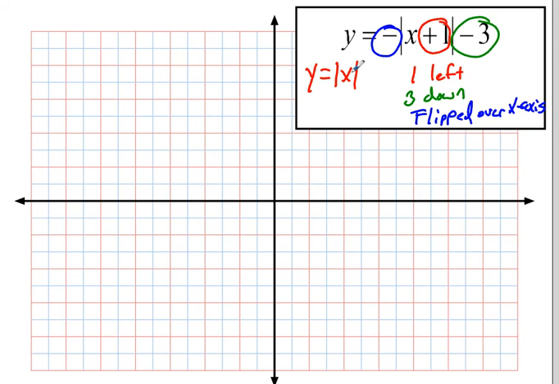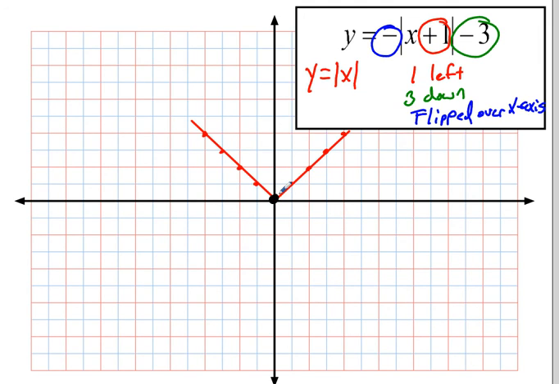So let's plot the mother function. The mother function can be found on the previous screen for y equals absolute value of x. The points for that were 0, 0, 1, 1, 2, 2, and you can continue that pattern all the way up. Negative 1, 1, negative 2, 2. And let's put in some nice lines. There we go. So now it's time to take each of these points and move it.